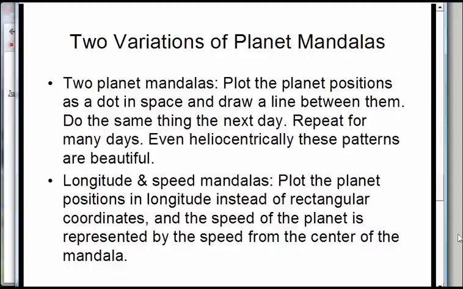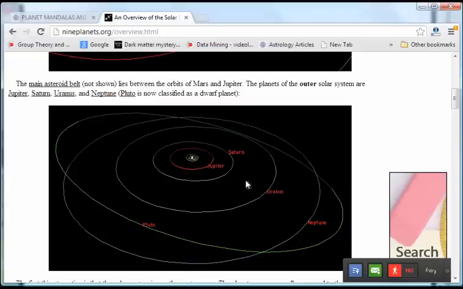What we do with a 2 planet mandala is, instead of plotting a single planet, say it's Venus, or Kepler was plotting the position of Mars as seen geocentrically, you plot 2 planets and then draw a line between them, and then do the same thing the next day. If we go back to this image of the solar system, you can even do this heliocentrically. This is the interesting thing. With the 2 planet mandalas, you get beautiful patterns not only geocentrically, but heliocentrically.